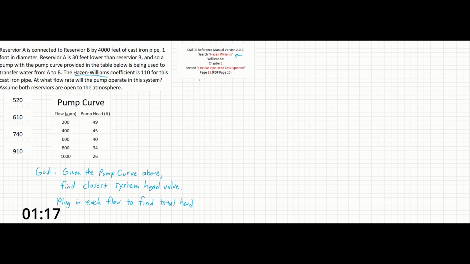Friction head loss equals 10.44 L times Q raised to the 1.852 over C to the 1.852 times D to the 4.87.